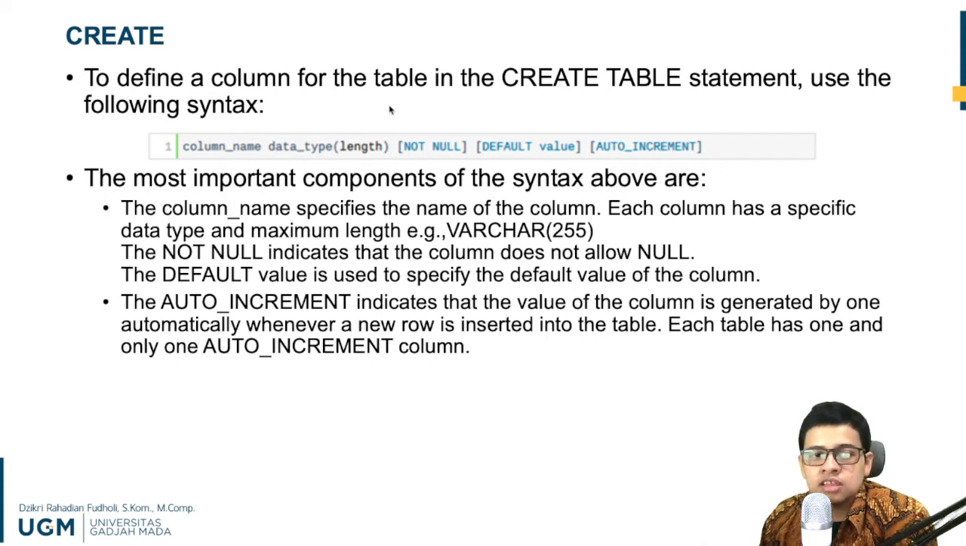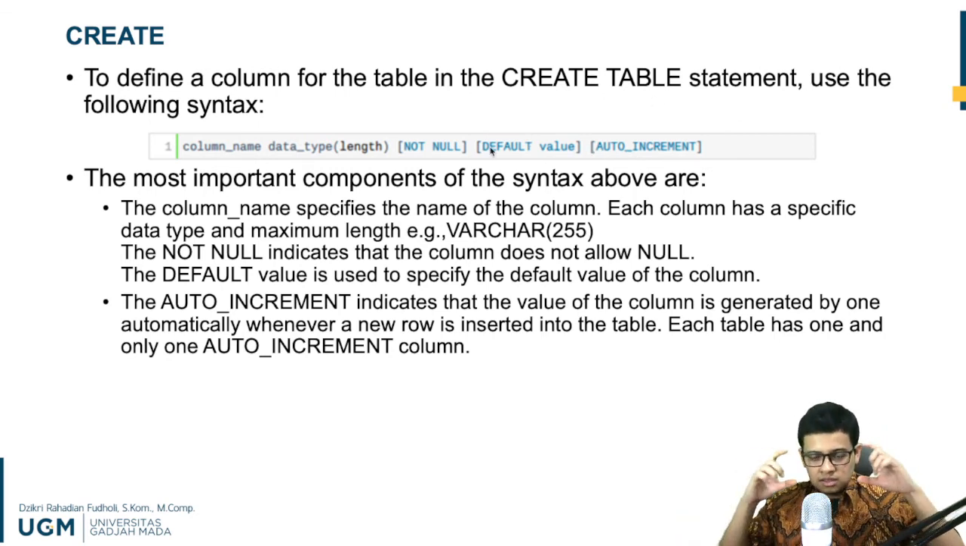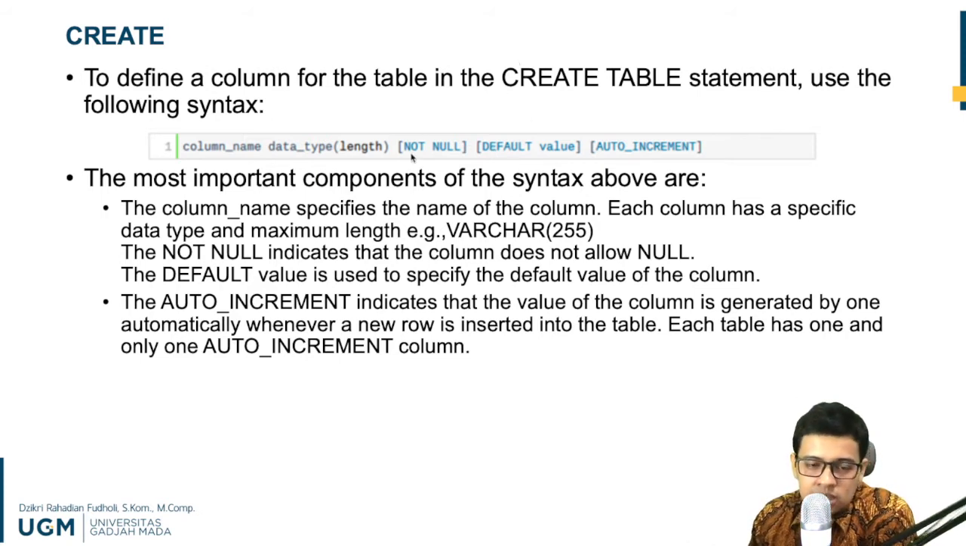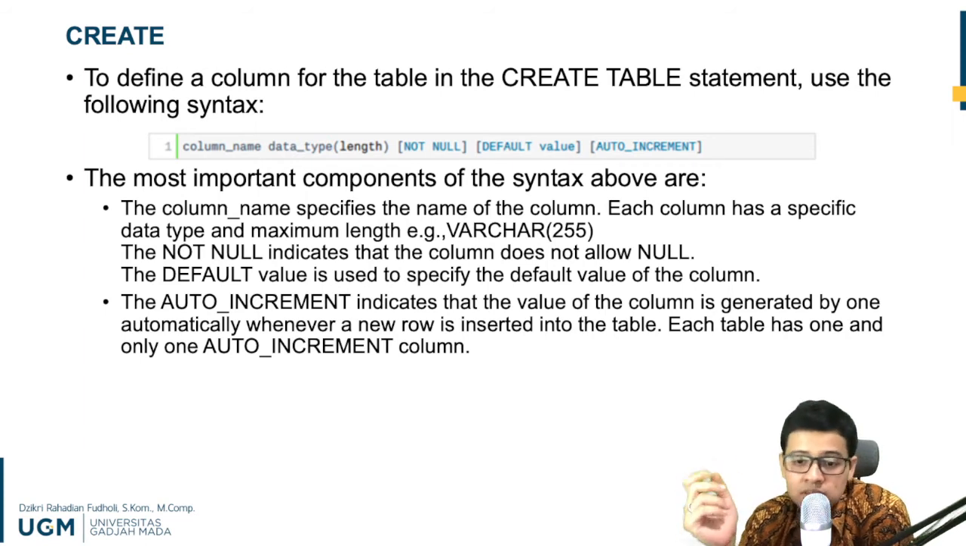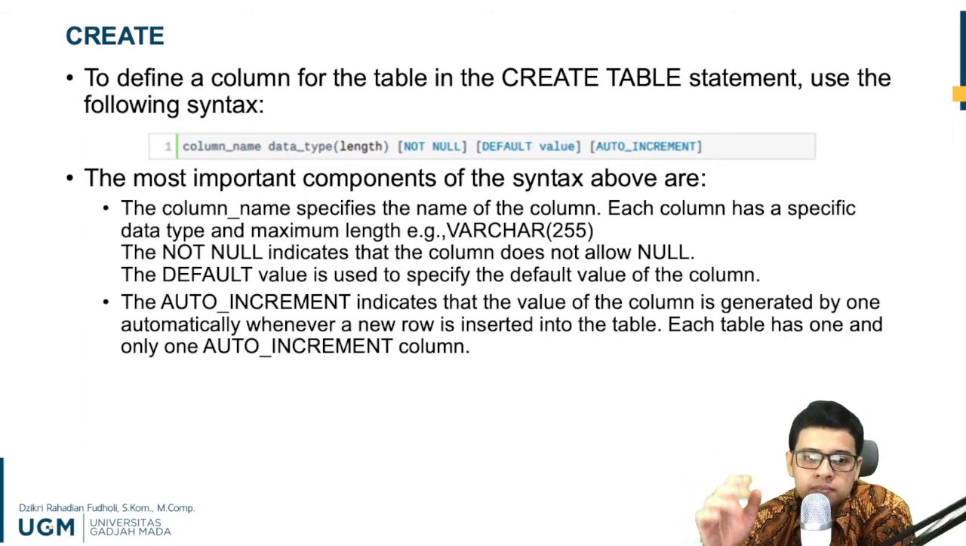So the syntax of each column is like this. We have the column name and then the data type, with the length, and we can add not null or default value or auto increment. These are optional, and you can just not write them. The most important component of the syntax above is the column name. It specifies the name of the column. Each column has a specific data type. One column can only have one data type, so you cannot mix types in one column.